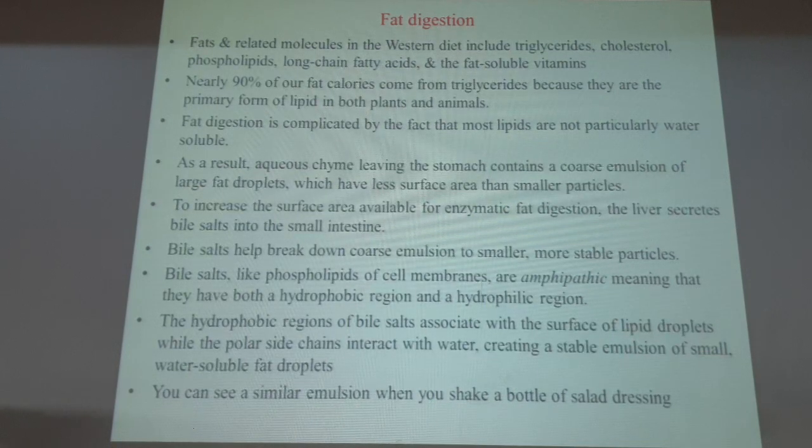Fat digestion is different from carbohydrate and protein digestion because fats are not water soluble, so they need to be emulsified to be easily digested. To increase the surface area available for digestive enzymes, there is secretion of bile salts. Bile salts help break down the coarse emulsion into smaller ones and become more stable particles.